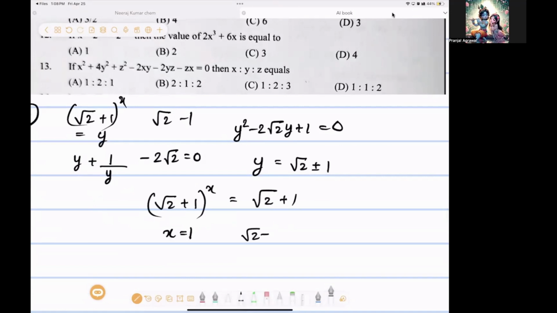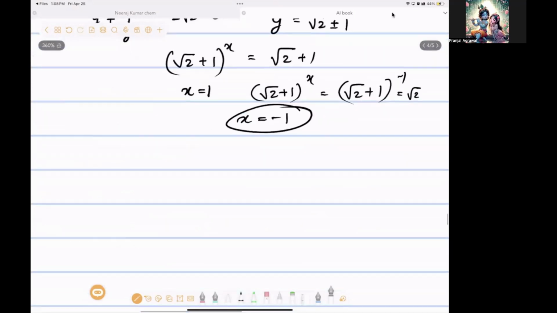And root 2 plus 1, x is equal to root 2 plus 1 minus 1. What will we get? This is root 2 minus 1. So x is equal to minus 1. So there will be two answers. X is equal to minus 1 and plus 1. And the sum they are asking, so sum will be 0. So answer will be A.